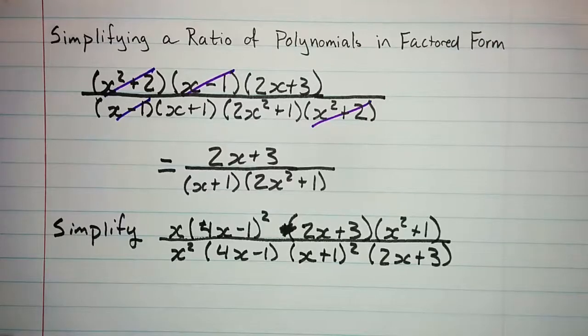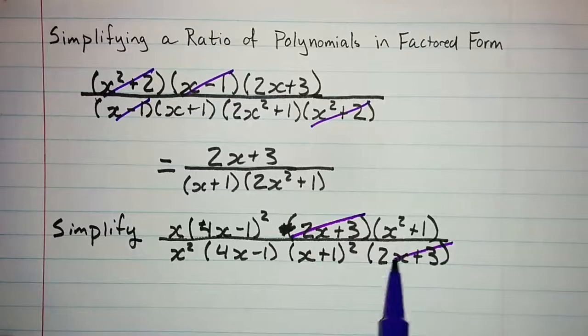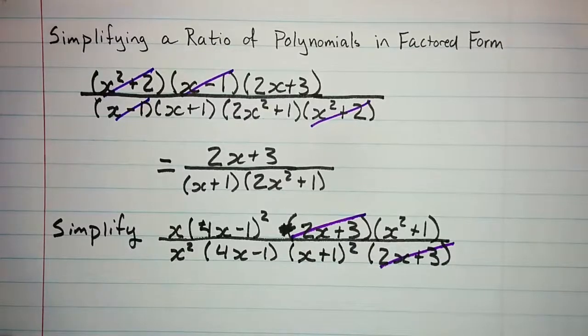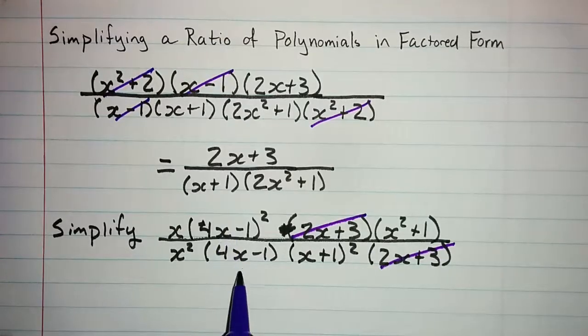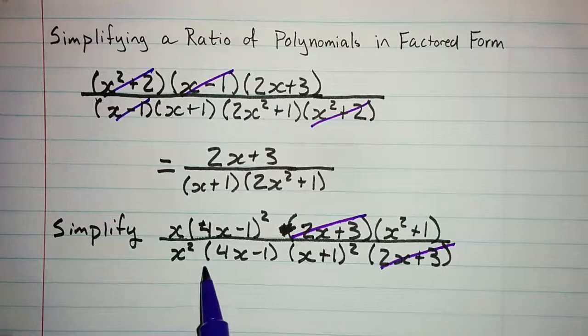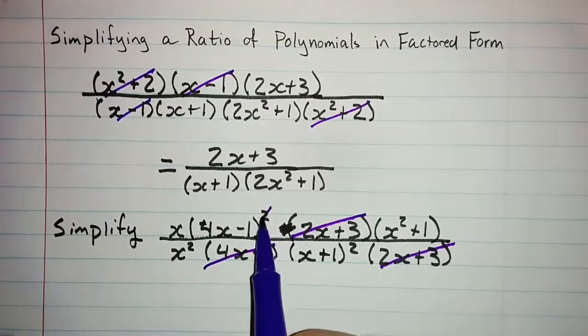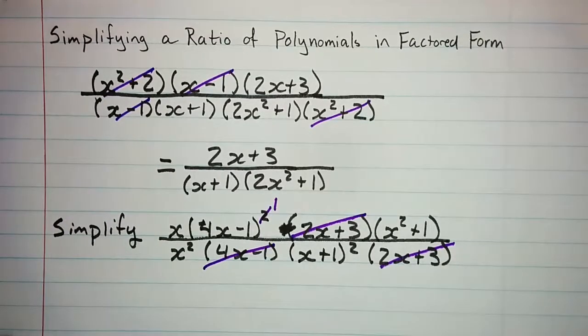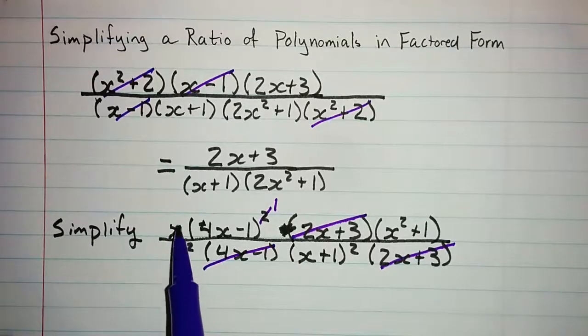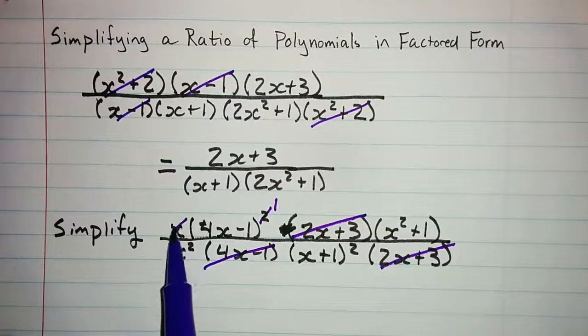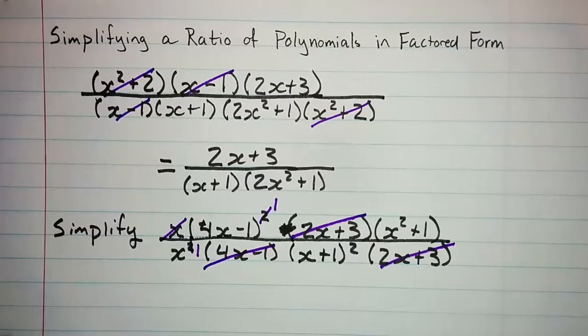Alright, I certainly see 2x plus 3 as a common factor. 4x minus 1 I see as one factor in the denominator, but 2 in the numerator. I'll cancel one of them, leaving me with only 1 in the numerator. And then I have an x over x squared. We can cancel one of those as well, leaving us only x to the first in the denominator.